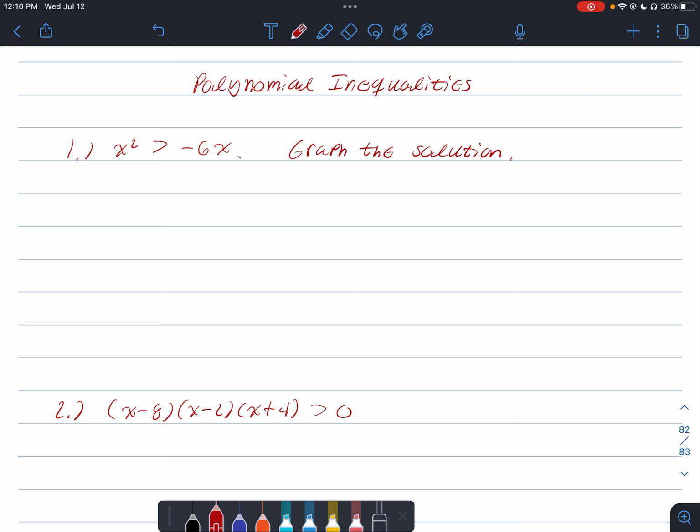Or at least for the higher degree ones. Maybe you have to factor a quadratic, but we've done that so many times. We have some pretty easy, quick ways to do that, so it shouldn't be too bad. But let's look at a few examples.